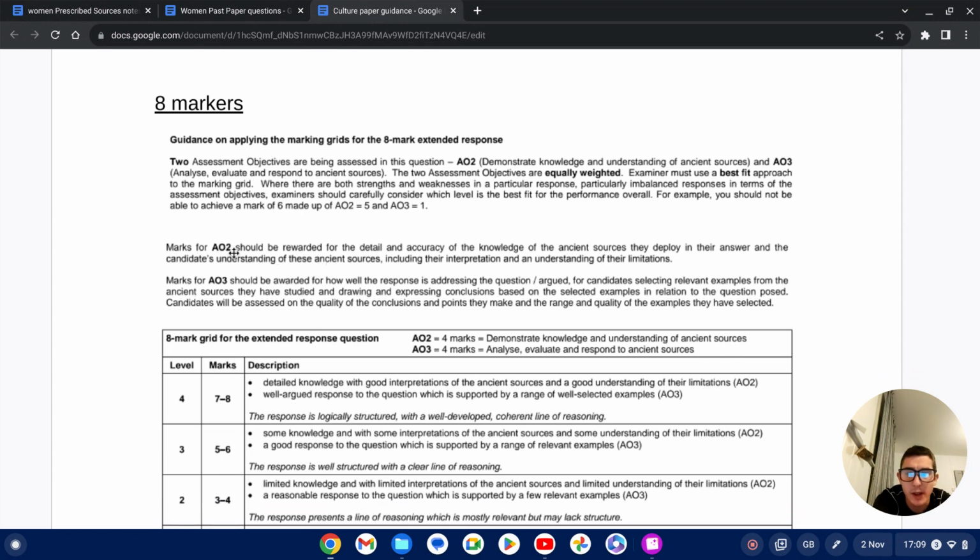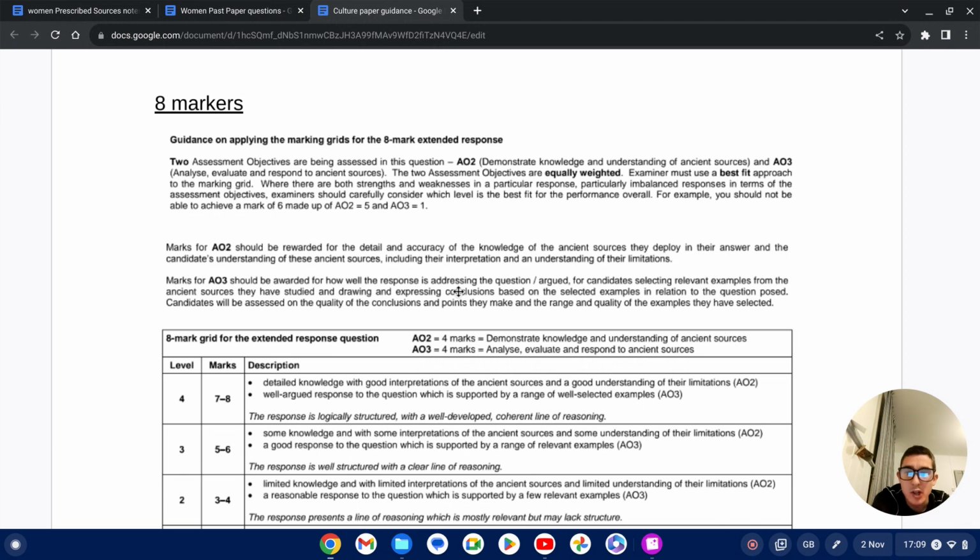This is an important bit. Marks for AO2 should be rewarded for the detail and accuracy of the knowledge of the ancient sources they deploy in their answer, and we'll talk about this in a second, and the candidate's understanding of these ancient sources, including their interpretation and an understanding of their limitations. Now, the previous video spent loads of time talking about limitations, okay?